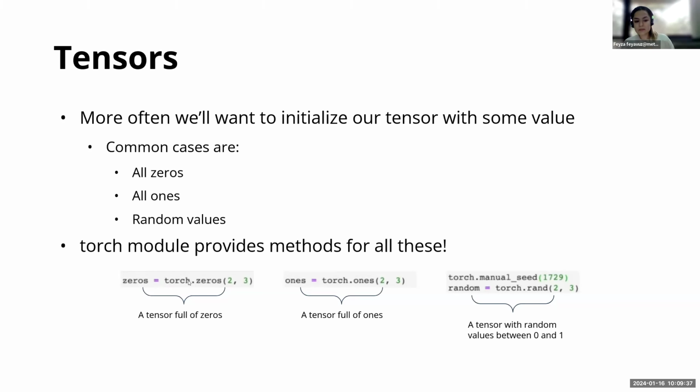For example, torch.zeros creates a tensor full of zero values. In this example, you can see that this zero tensor will be a two-row, three-column tensor with all zero values. And here, torch.ones similarly produces a tensor full of ones with the same shape. And this torch.rand function will generate a tensor with random values between 0 and 1. And please pay attention to this line, torch.manual_seed. We will talk about this next time.